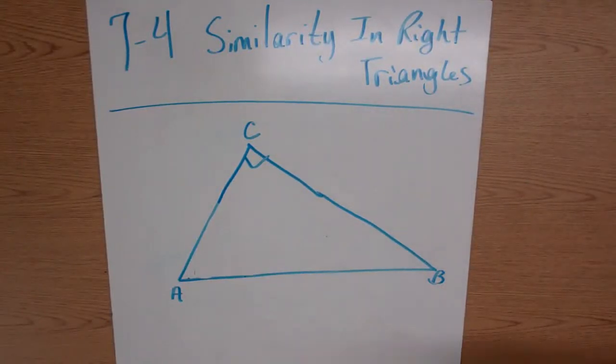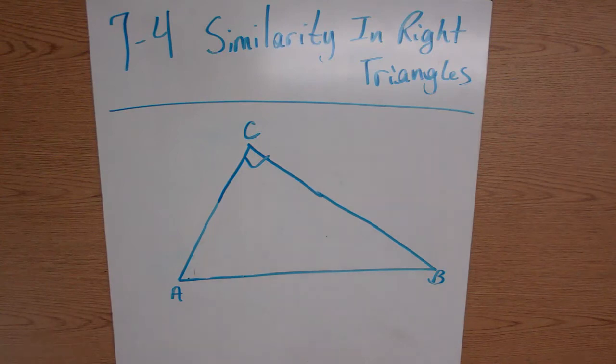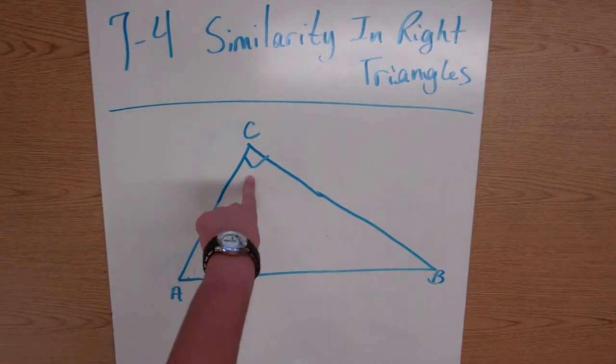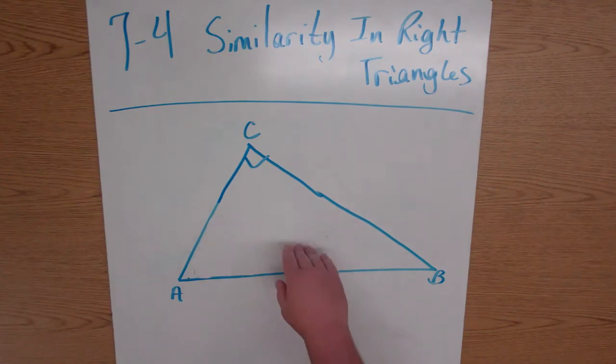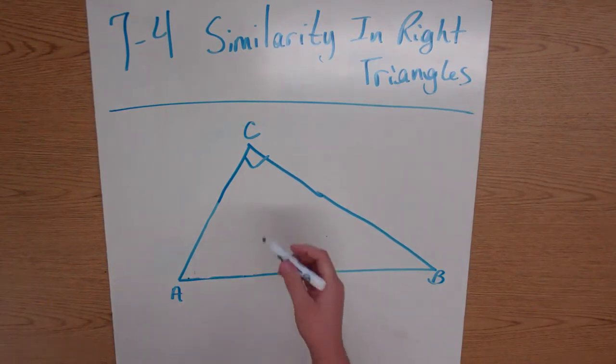Alright, so in this video we're going over 7-4, similarity in right triangles. Now, right triangles have a unique feature. That unique feature is if you draw an altitude from your right angle to your hypotenuse, that altitude divides your right triangle into 3 similar right triangles. What do I mean by that?